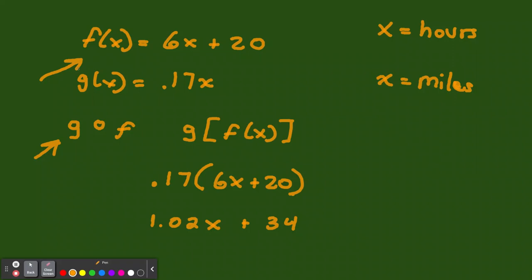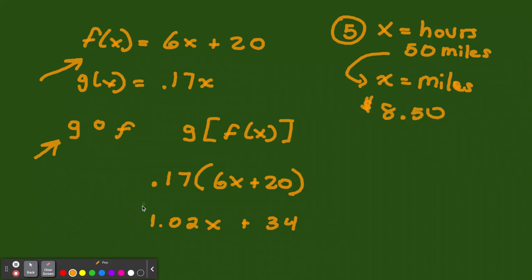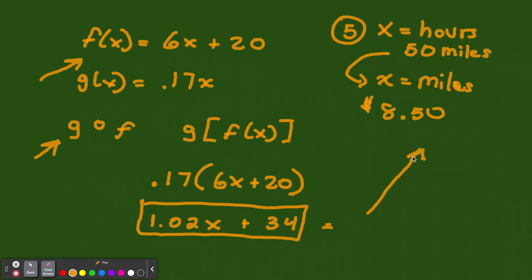Now remember, when we did this the first time, we said we went 5 hours and got 50 miles. And over here, when we said 50 miles, we got $8.50. So this function that we combined should give us $8.50. Let's see if it does. What do you think we have to put in for x? Let's make sure we understand it.